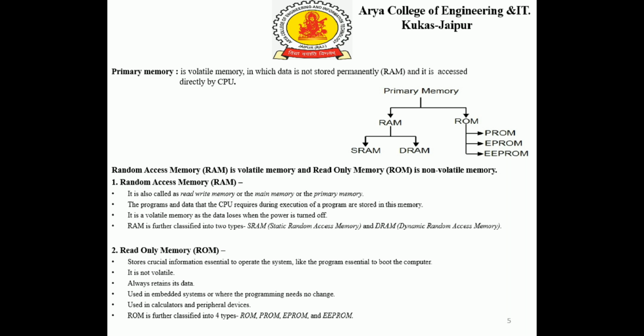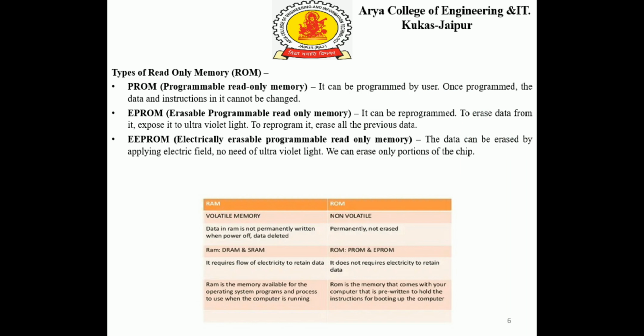ROM is further classified into types: ROM, PROM, EPROM and EEPROM. ROM is simply a ROM, that is read only memory. PROM is a one time programmable ROM. EPROM is an erasable and again programmable ROM, erasable one or two times, and EEPROM is electrically erasable programmable ROM. It can be programmed again also.